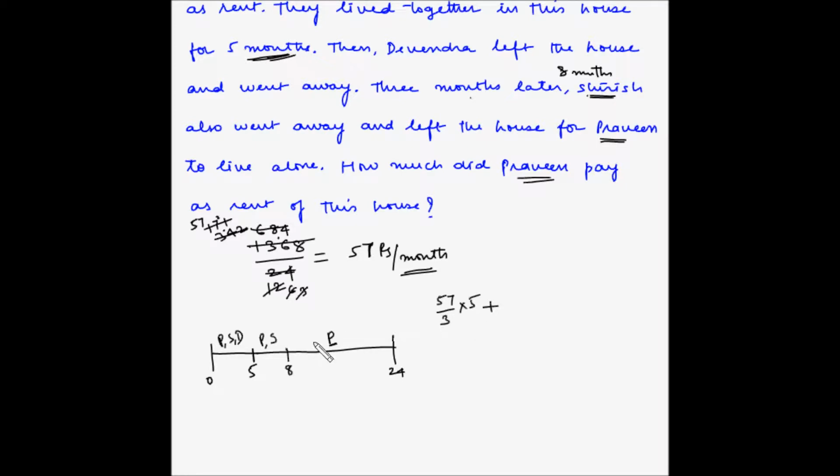Plus, now for the 6th, 7th and 8th months, the rent is to be split into 2 parts. So 57 by 2, so this is the monthly rent that Praveen is paying, multiplied by 3 because there are 3 months, plus now 9th month onwards till 24th month, Praveen has to pay all the rent. So 57 multiplied by, so 4 months in the first year, 9, 10, 11, 12, and then 12 months in the next year. So 12 plus 4 is 16.